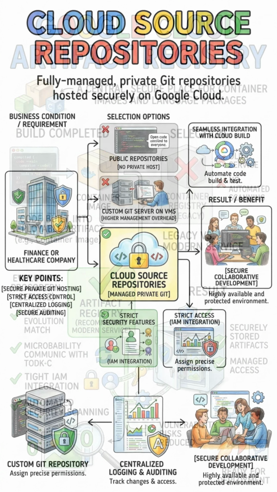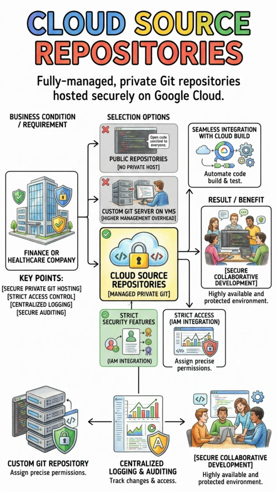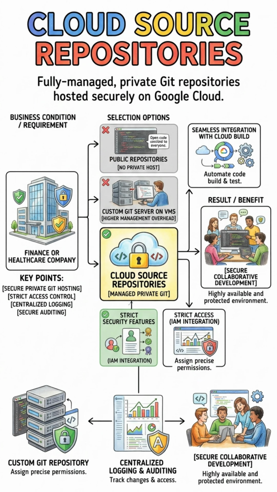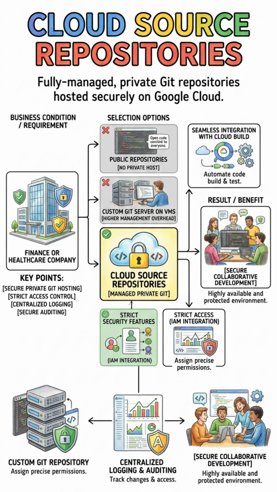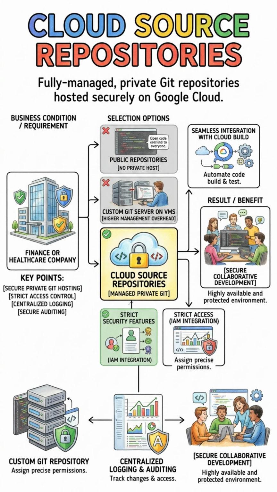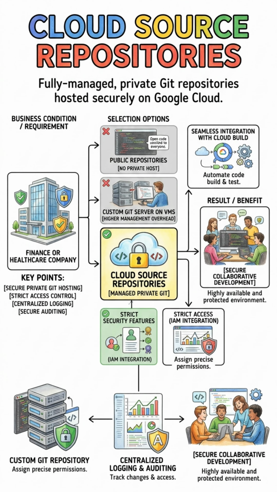If an organization wants to host private Git repositories securely within Google Cloud, they utilize Cloud Source repositories. This service integrates seamlessly with Cloud Build and other Google Cloud services to provide a highly available environment for collaborative code development. Exam questions might feature this service when strict access control, centralized logging, and secure auditing of source code are primary business requirements for a financial or healthcare company.